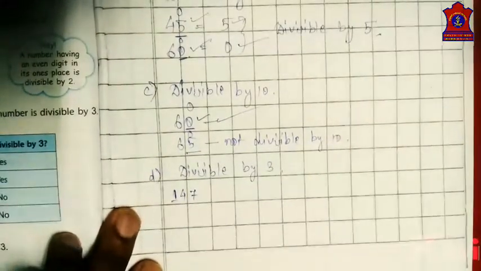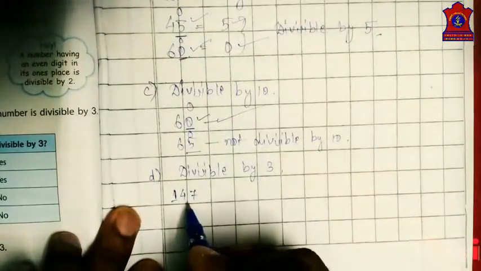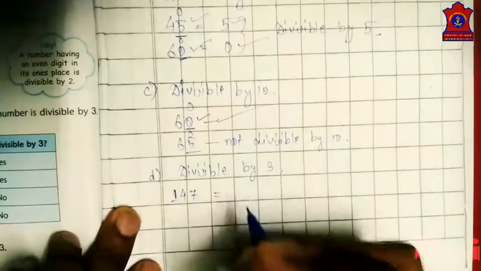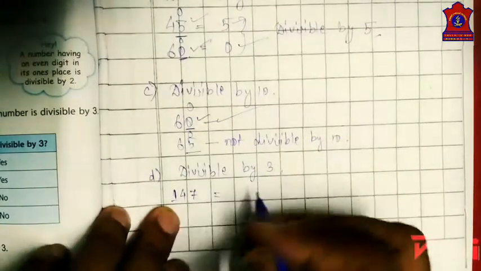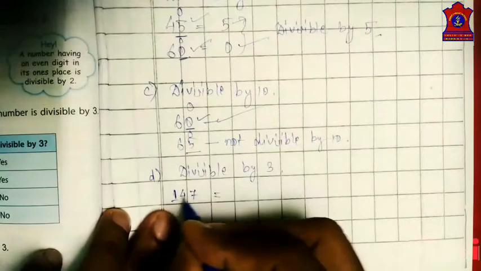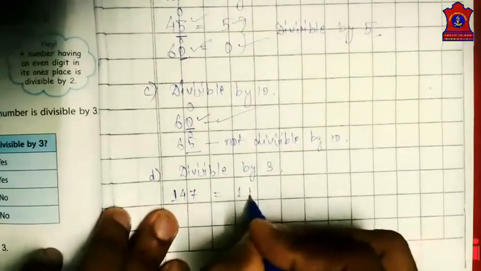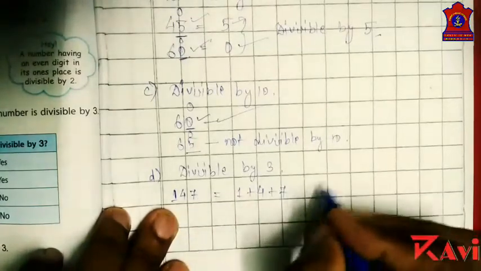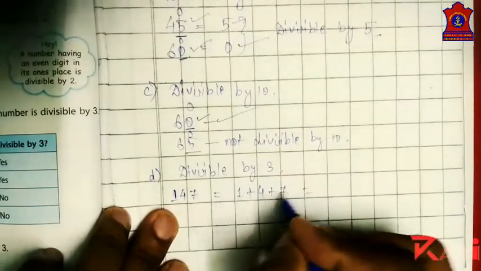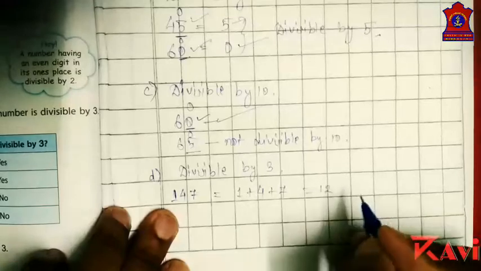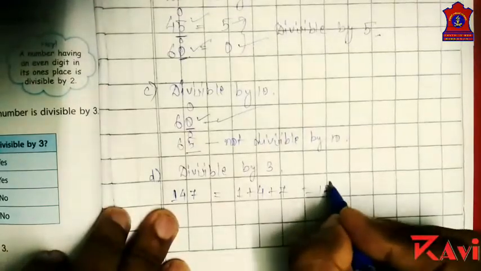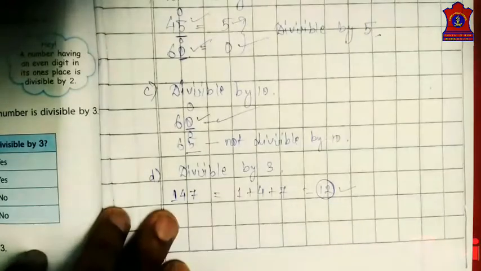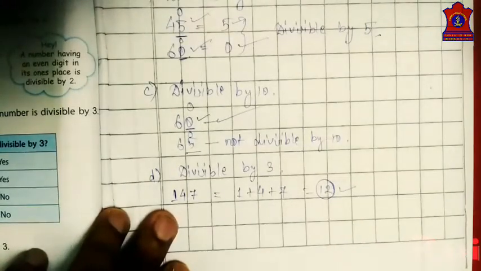147 is a number. Now, how will you say that this number is divisible by 3? To check this, you need to add all the digits of this number. 1 plus 4 plus 7. 1 plus 4, 5 plus 7 is 12. See, 12 is divisible by 3 as it comes in 3's table, or it can be divided by 3 exactly.